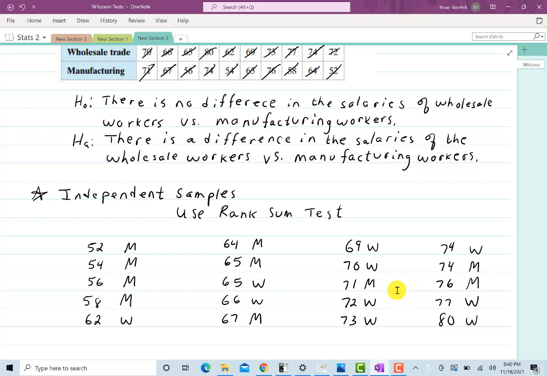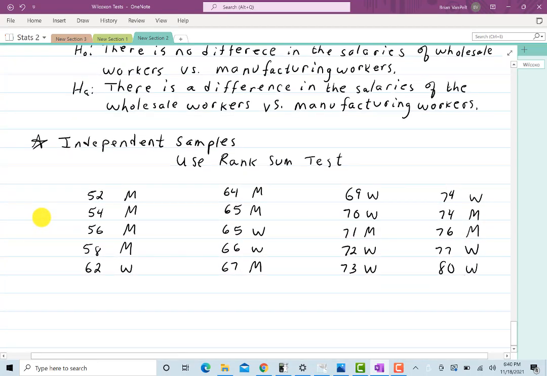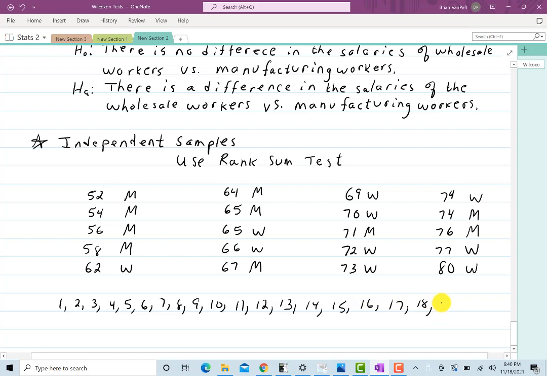Now let's rank them. Now what you want to do is you're going to have a ranking from 1 to 20. So those are my rankings that are available, and I'll just write them next to these numbers as I use them. Now the only time when I'm going to have an issue is when we have repeats.